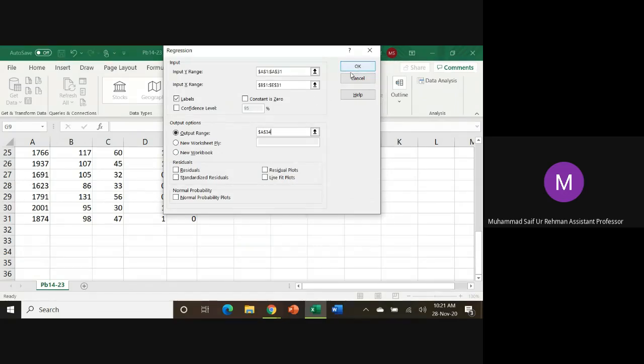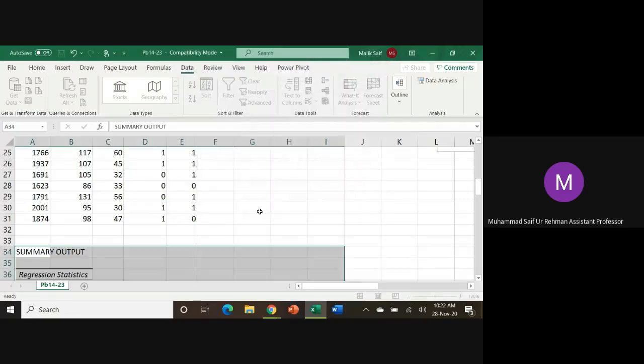OK. And better would be if I have residuals and residual plot, so that I may be able to explain a few more things. Also give me the normal probability plot. Okay.